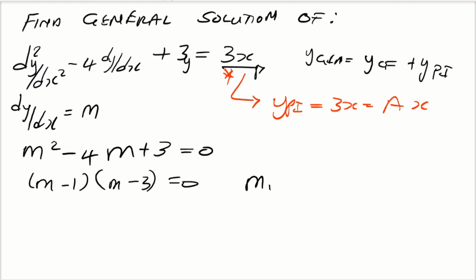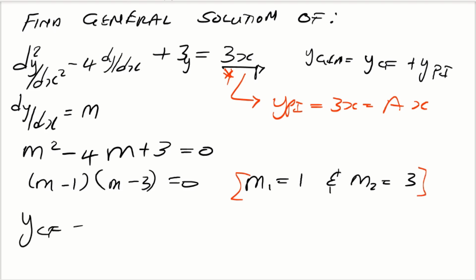So your m1 equals 1, and then your m2 equals 3. It doesn't matter, you can say m1 equals 3 and m2 equals 1, vice versa, it doesn't matter. So now, since your factors are the same, you're gonna use this equation right here.